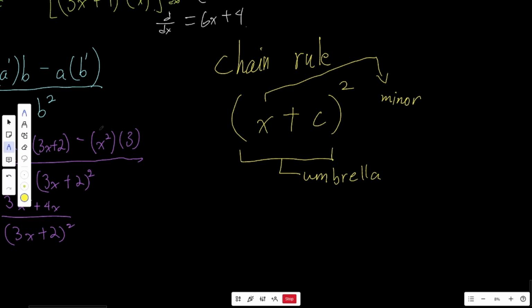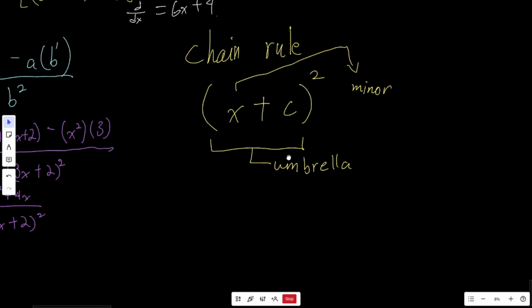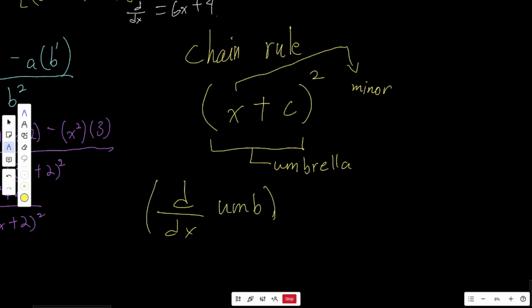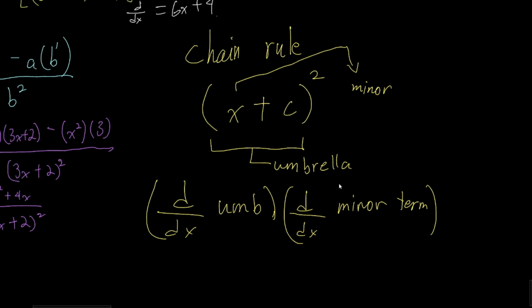So how do we use the chain rule? Basically, what you're going to do is derive the umbrella term first, and then multiply this by the derivative of the minor term. And sometimes the minor term also has another minor term. So that's why the chain rule is kind of the most difficult, because it really continues, and as the name suggests, it's a chain of derivatives.